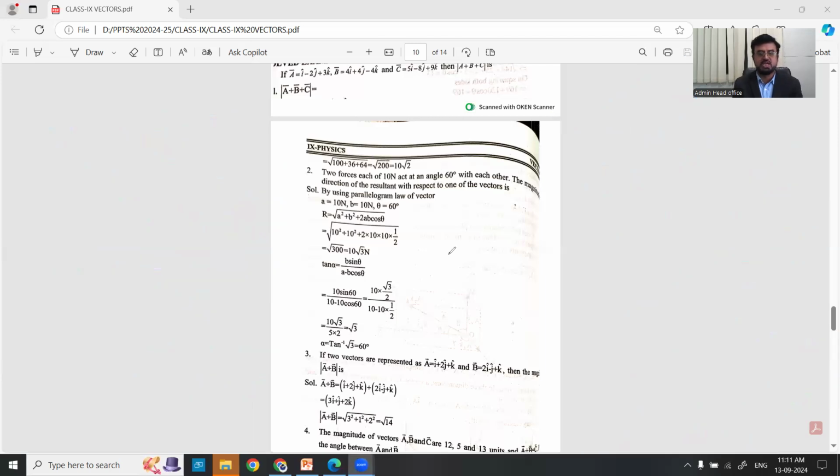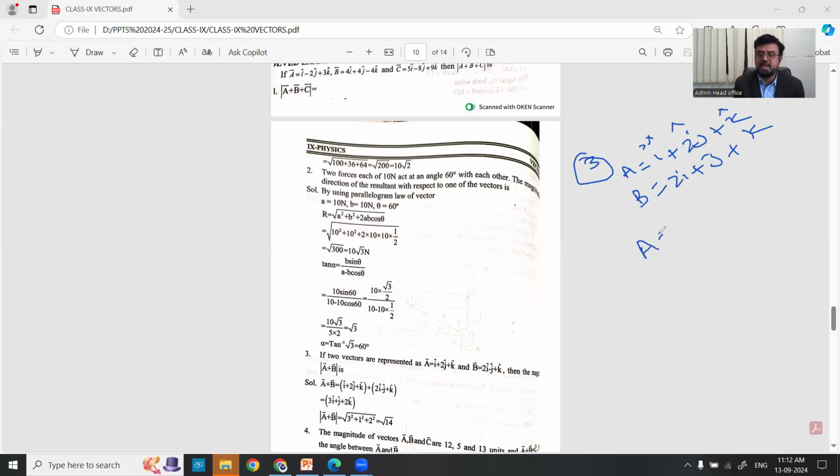Problem number 3, what is given? You can see clearly, simple again. Third problem: A is equal to i plus 2j plus k. You can call it as cap. Vectors can also be represented by cap like this. And B is equal to 2i plus j plus k. Then what do we have to find out?